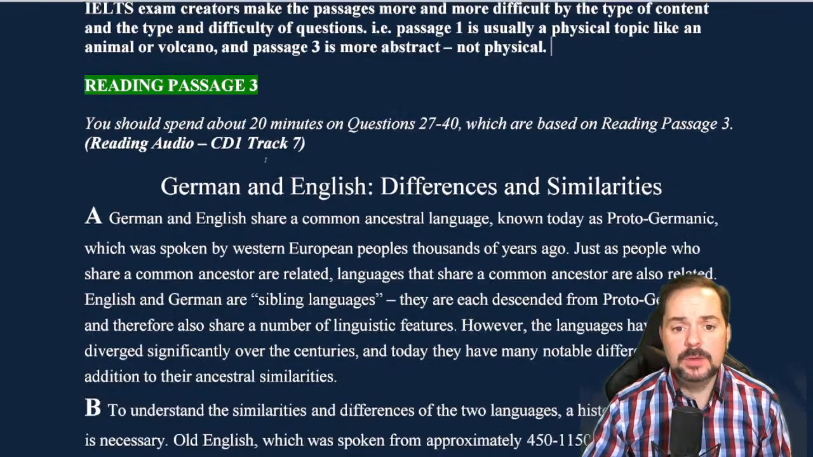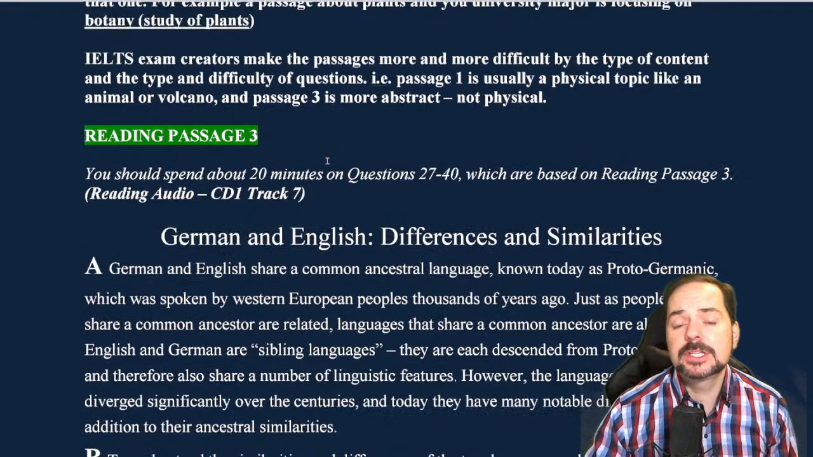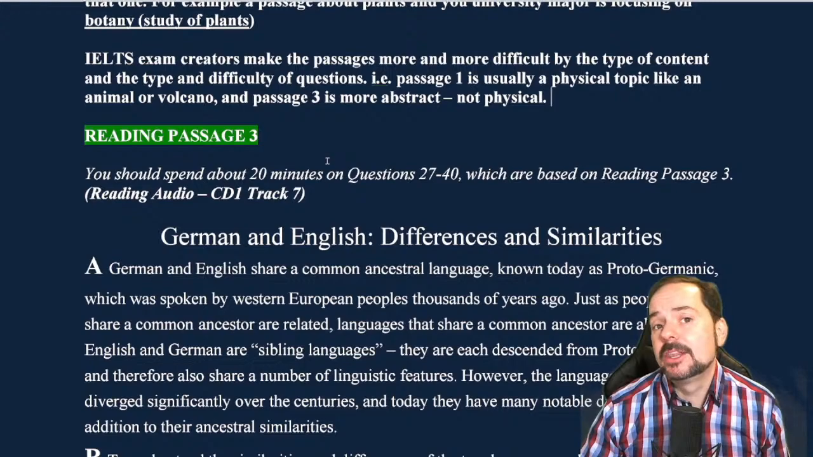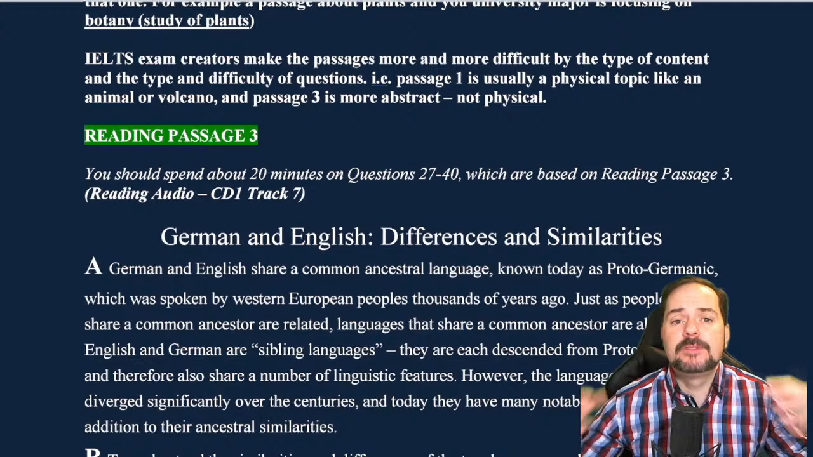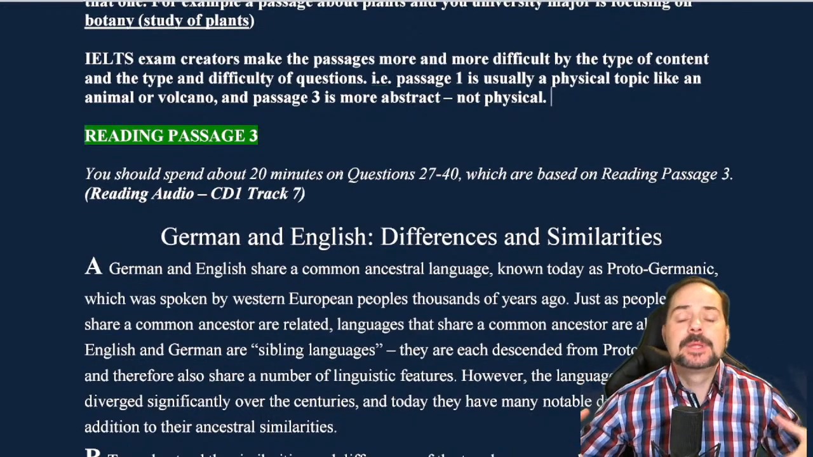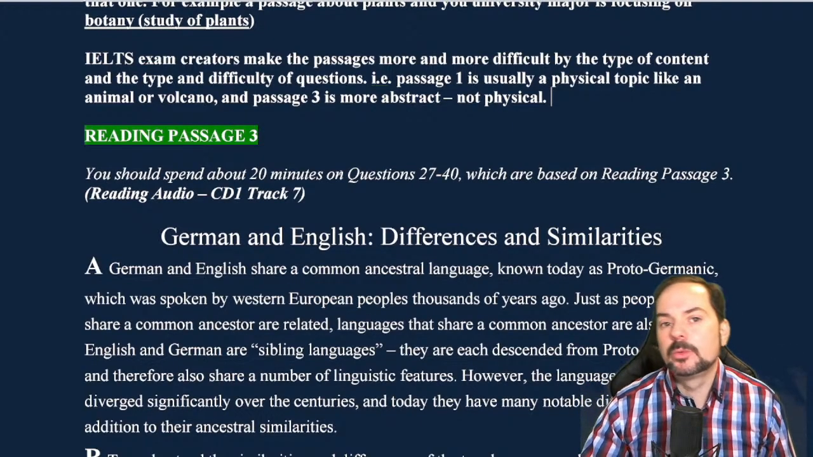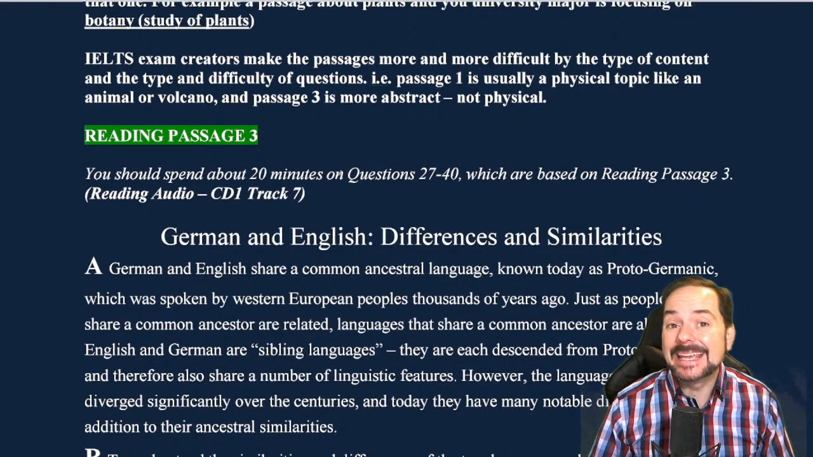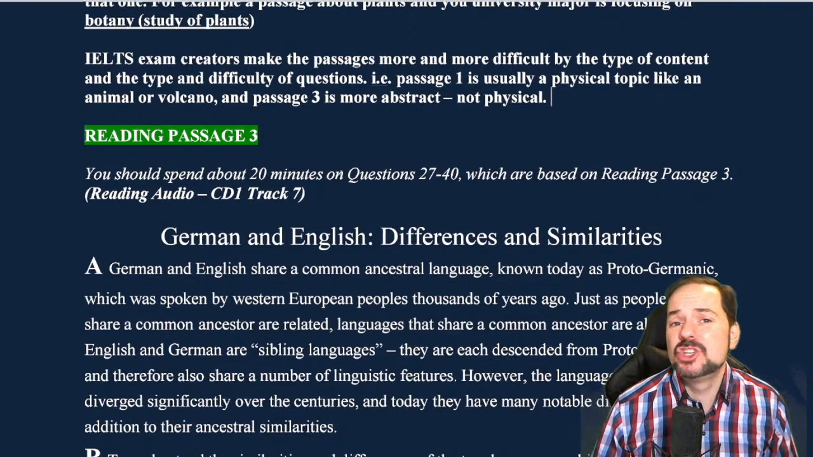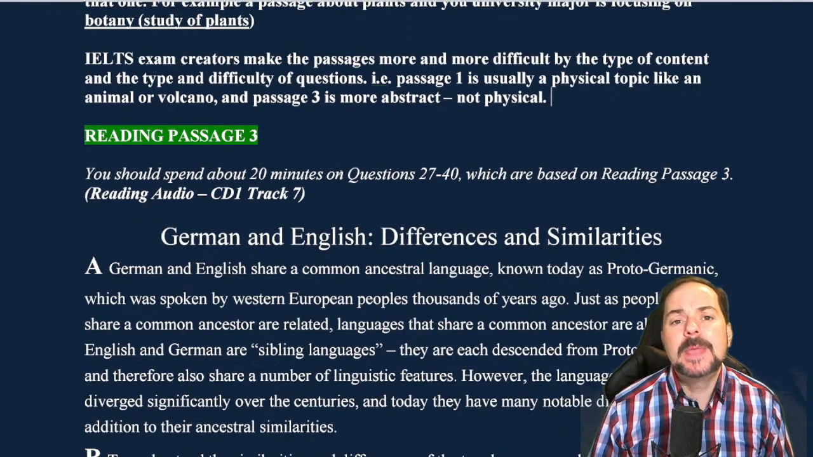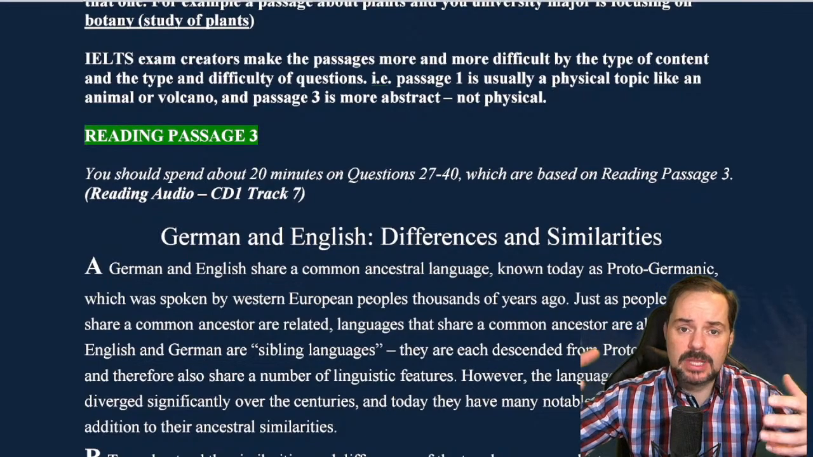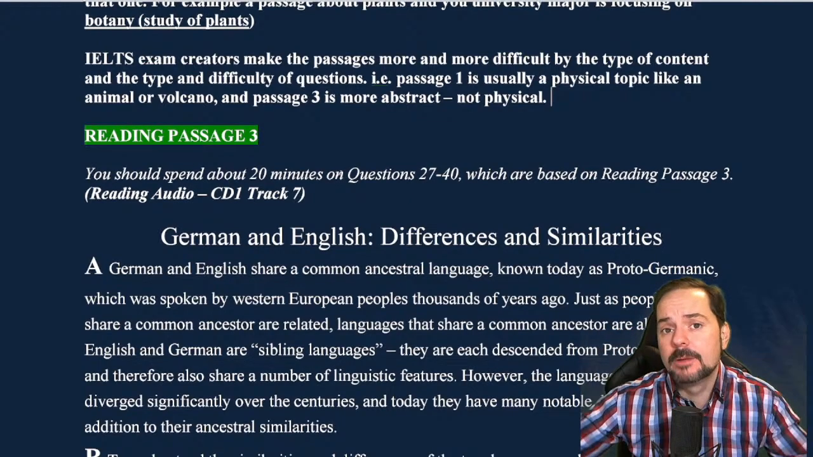So that's one way that IELTS exam makers can make passage 3 more challenging than passage 1, right? Talking about physical objects or physical real things, let's say. I don't like the word things, but in this case we can use it. So talking about buildings or talking about some part of geography like a mountain or a volcano, as I mentioned. That's usually a little bit easier to understand because it's easier for us to visualize it. It's easier for us to talk about it, okay?